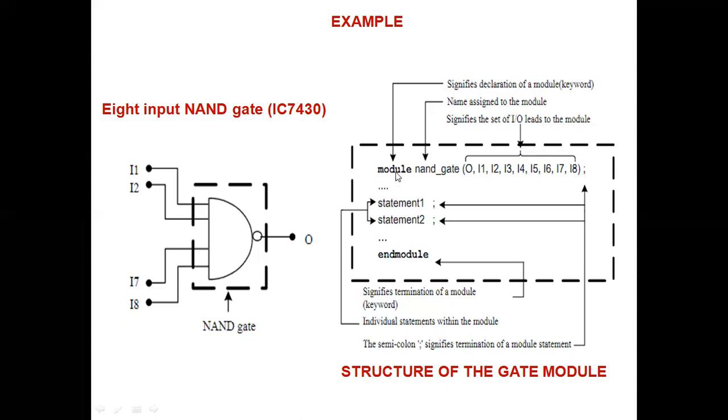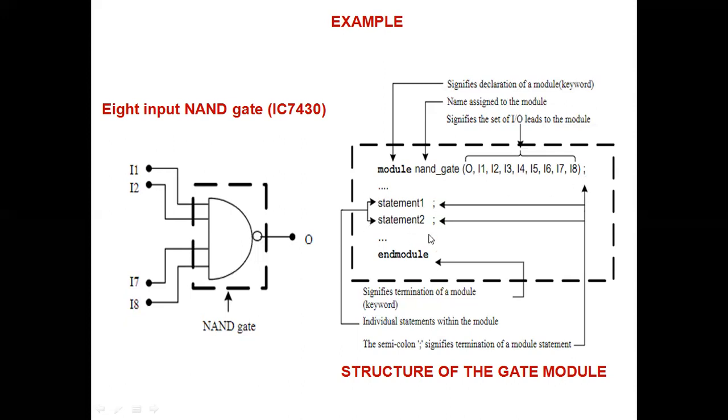So first, module declaration with the keyword module. Next, the name of the module, that is your wish. Next, within the brackets, we have to mention all the inputs and outputs. Here the output is O, so we mention the output first, remember, then comma, followed by all the inputs, that is 8 inputs I1 to I8. Next, it should terminate with a semicolon.